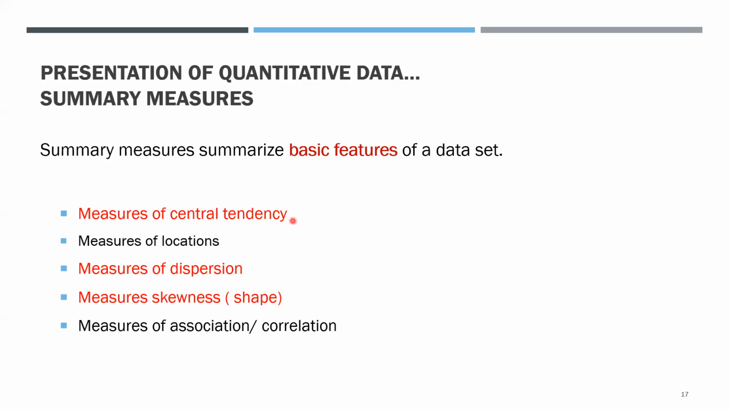So basically, if you want to describe your numerical variable, you can use these three, and then you can give a kind of a good picture about your numerical variable, and also these measures of location and measures of association and correlation. These things are also important, right?